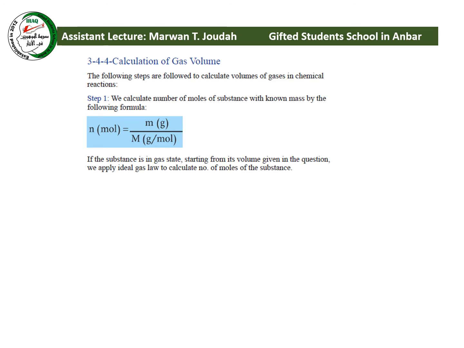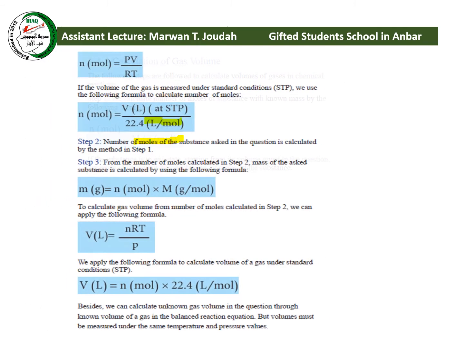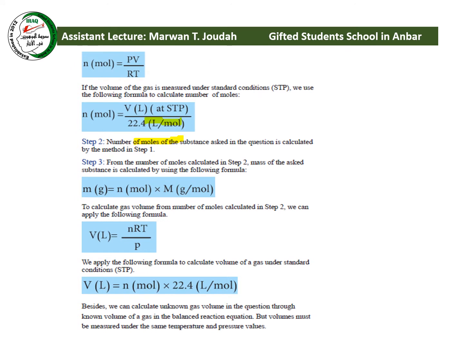Now, calculation of gas volume. For the gas volume, it's the same concept as we did with the mass, except that there is a slight difference between them. Now, if we want to calculate the number of moles of any substance, we say the number of moles equals the mass in grams over the molar mass of the substance, right? This is the first step. The second one, we have some laws that we need to pay attention to.